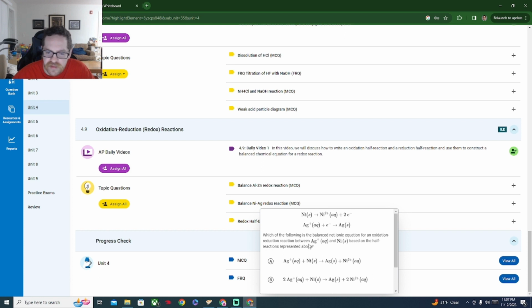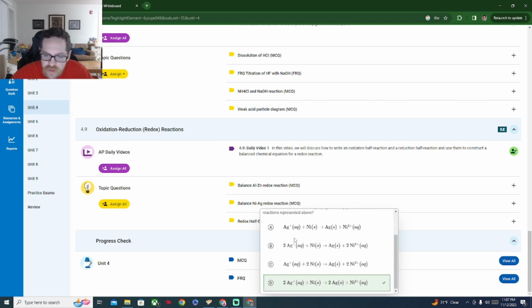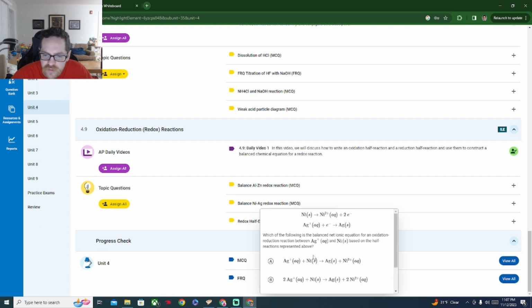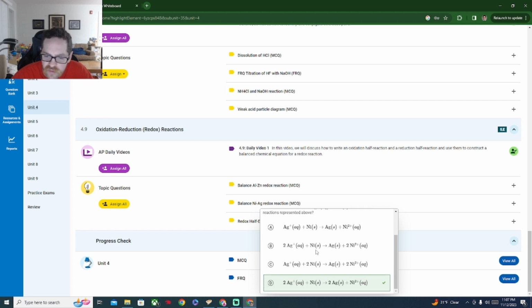In this case, in balancing them, which of the following is a balanced net ionic equation for this oxidation here? So we want 2 silvers because we need to double this number of electrons to reach 2. Right? The reason B doesn't work is because if we double the number of silvers here, we have to have double the number of silvers here.